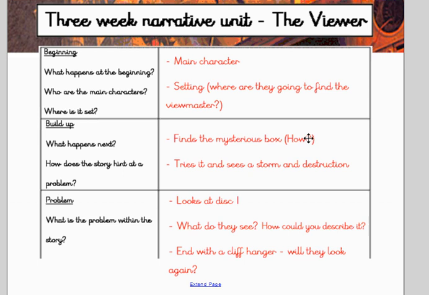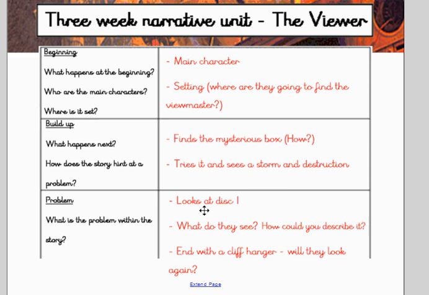Then we're going to start thinking about the build-up. Okay. They find this mysterious box, so we know where they're going to find it, but then we think about how they're going to find it. Okay. And then we try it, and we are all of us going to describe the first scene, which is a storm. Okay. And that will then lead us into the problem.